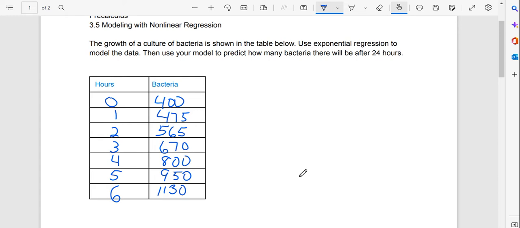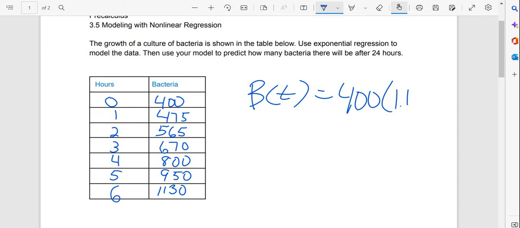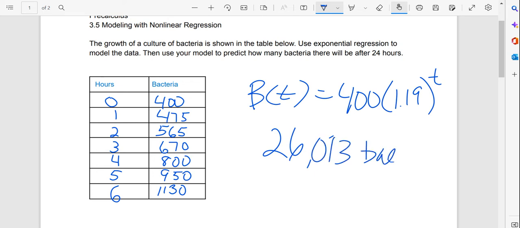And then you go to your exponential regression, and you should have an equation that is B of t, if you didn't use B, that's fine, equals 400 parentheses 1.19 to the power of t. That's the equation you should get. And that's asking you how many bacteria will be there after 24 hours. Your time is in hours because that's what's given to you right here. So we can just plug in 24 straight up, do that in your calculator, and you should get an output of 26,013 bacteria. A lot of bacteria grew, huh? Pretty wild.